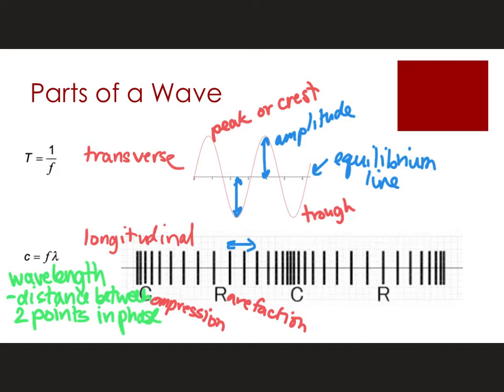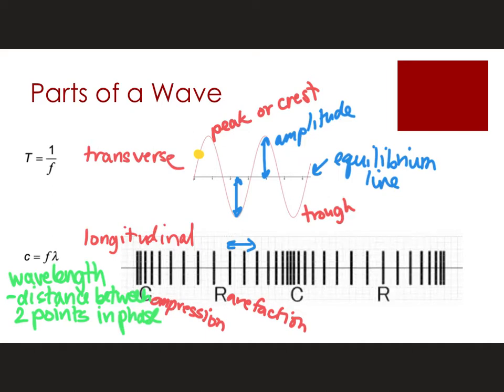So, if I chose this point, the next point that has a displacement of that same amount would be right here. But that is not going to be in phase because whereas the first one's about to move up, the second one's about to move down. So let's get rid of that one.